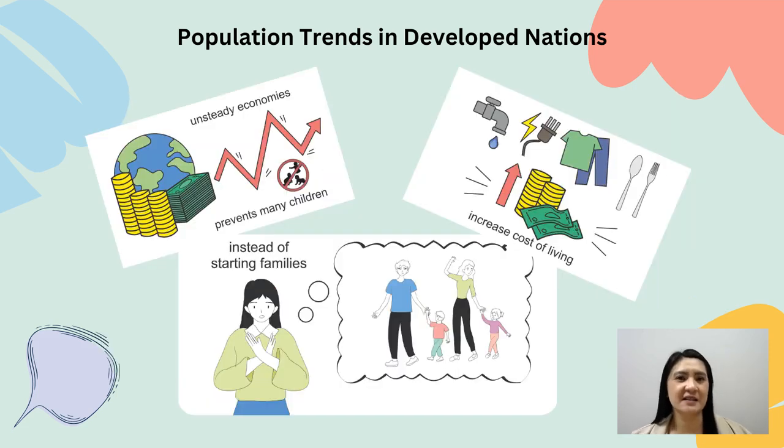Economic factors such as unsteady economies and rising living costs have also impacted family planning. Many women now opt to have fewer children. First writing tip, when discussing this in your exam, you might write, in developed nations, women's shifting roles and economic factors contribute to lower birth rates.